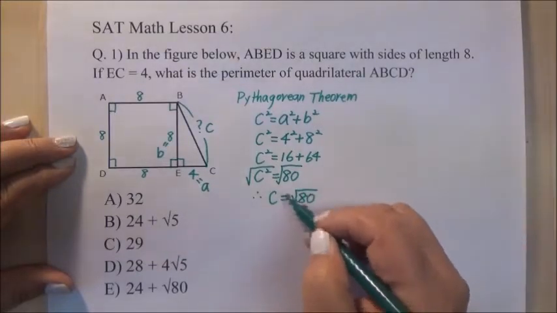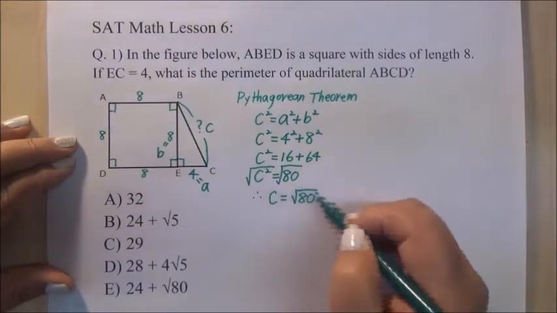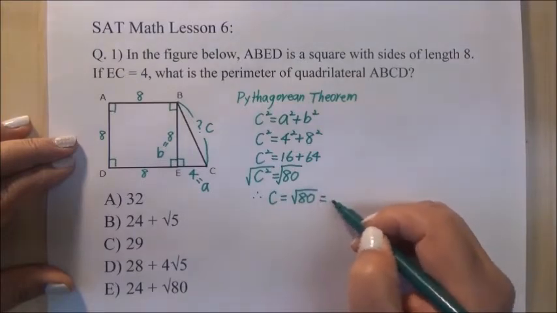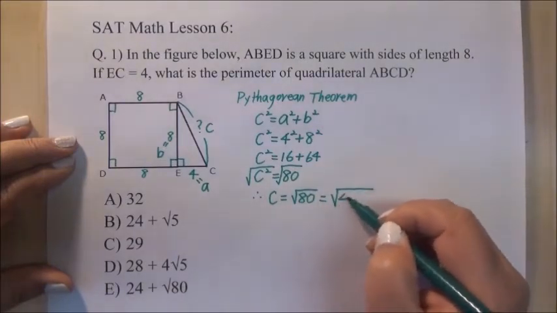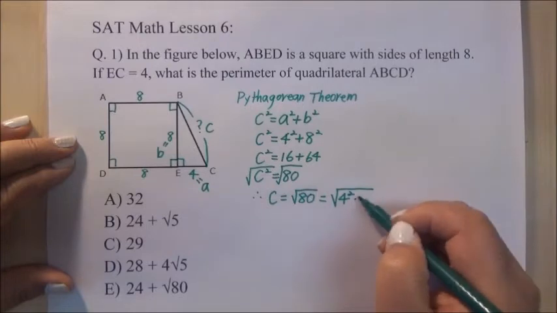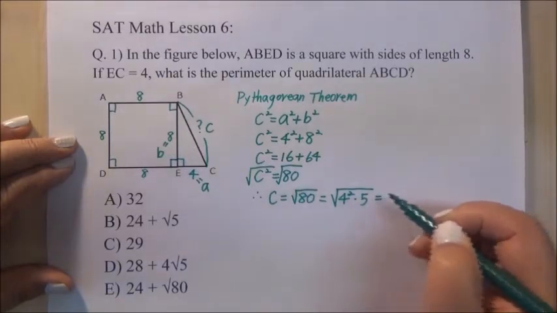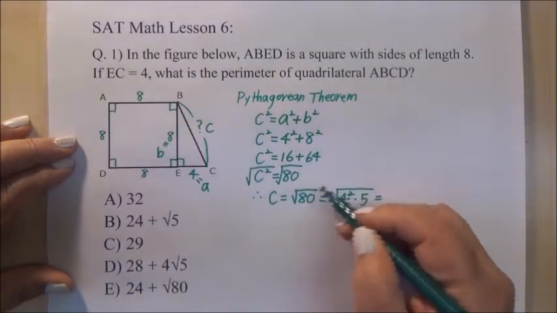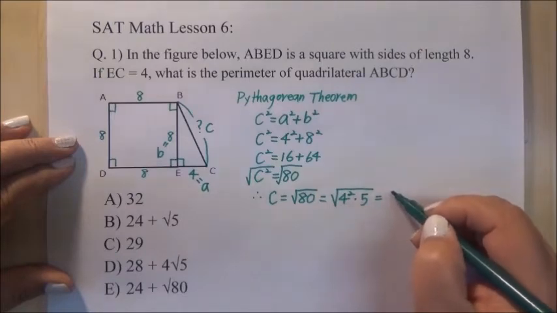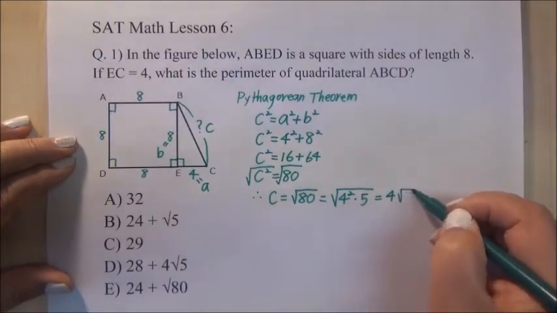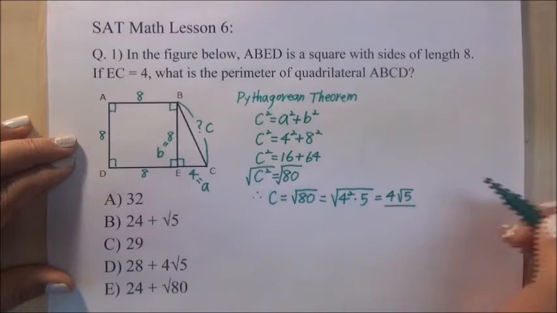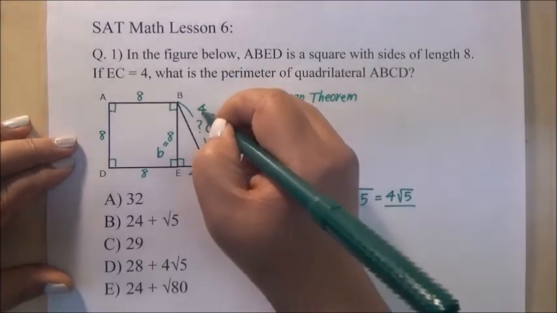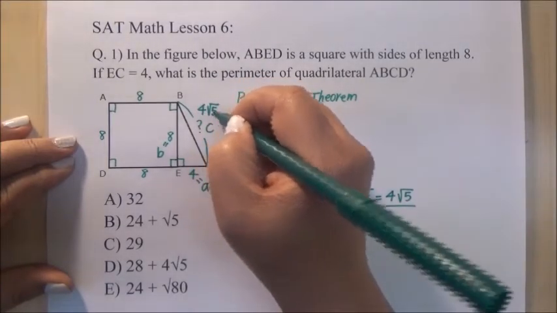But we want to simplify the square root of 80. So 80 is actually 4 squared times 5. So we can put 4 outside of the square root. So we can say 4 times the square root of 5. So BC is 4 square root of 5.